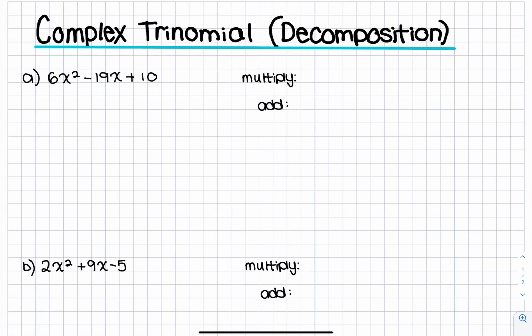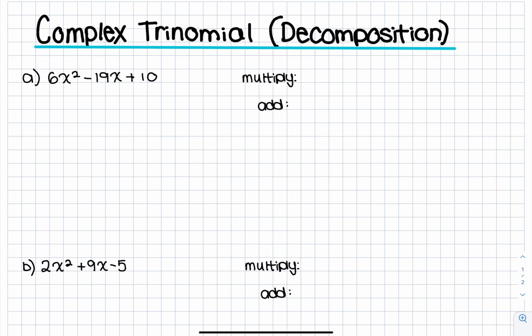Today we're going to take a look at another type of factoring called complex trinomial factoring. It's also known as decomposition. This type of factoring is what we use when we have a number other than 1 in front of our 3-term polynomial. So in this case we have 3 terms here. We have an x squared, an x, and then nothing. But we have a number that's not a 1 in front.